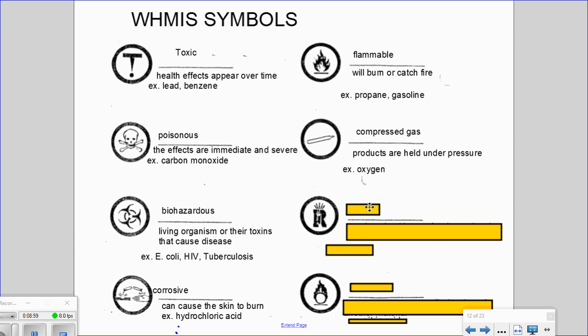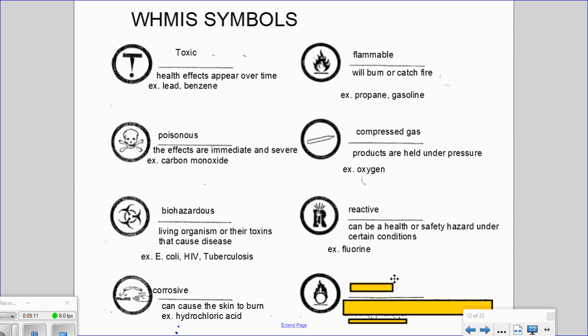The R with the lines on top of it indicates a substance that is reactive. And so these can be a health or safety hazard under certain conditions. So, for example, fluorine is considered a reactive substance. Fluorine is like the most reactive element there is on the periodic table.